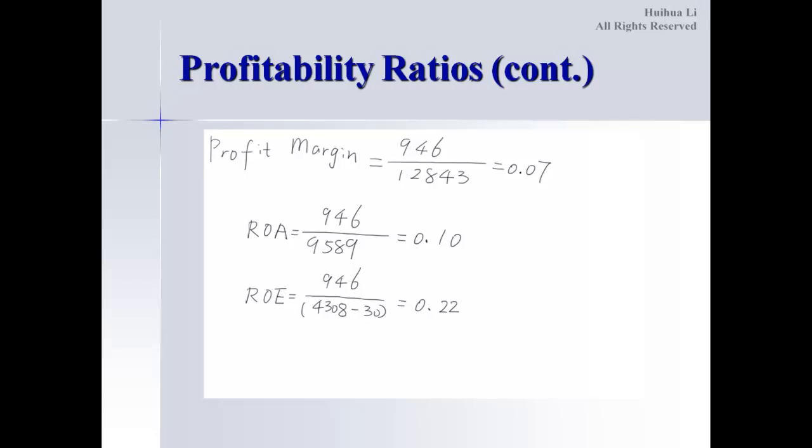ROA is 0.10. That is, for each dollar invested in total assets, it generates 10 cents net income. ROE is return on equity. ROE is 0.22, meaning that for each dollar invested in common equity, it generates 22 cents net income.